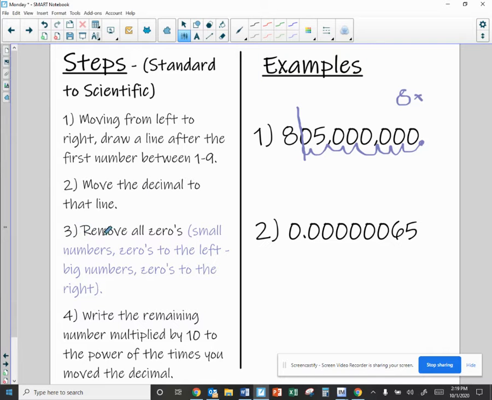My next step is to remove all of the zeros. If it's a small number, then the zeros to the left. But this is a big number, so I'm going to go ahead and get rid of all of the zeros to the right.